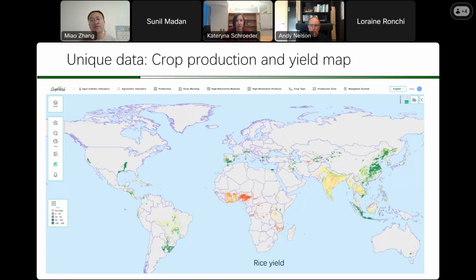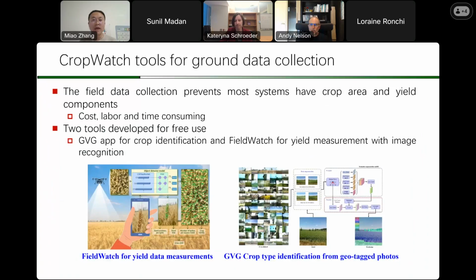And with those methodologies, the crop yield and production map at global scale is also available in the system. This is a rice yield map across the globe, and there is also information available for the other 3 major crops in a similar format.